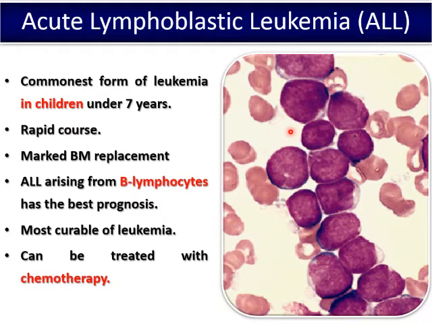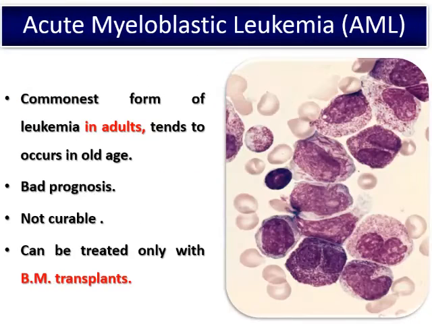As in this figure, the leukemia arises from immature large lymphoblasts, and usually it occurs in children. We have marked bone marrow replacement by malignant immature lymphoblasts. It arises from B lymphocytes with a bad prognosis, and can be treated with transplantation.